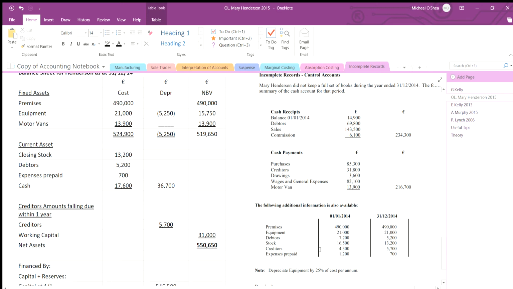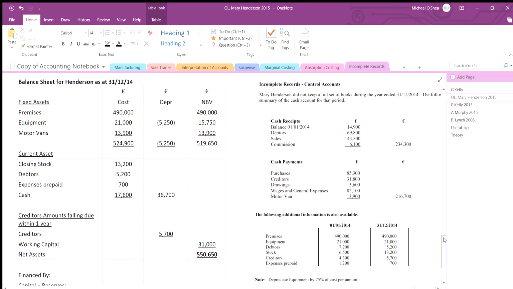Current assets as normal, we see our closing stock for the end of the year of 13,200. I have my debtors at the end of the year of 5,200. I have my expenses prepaid at the end of the year of 700. But I also have cash.